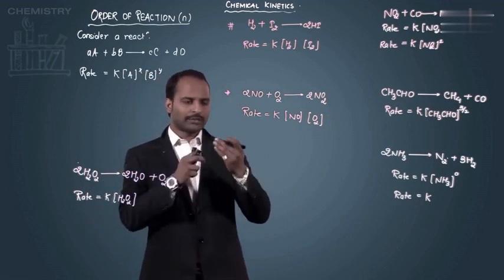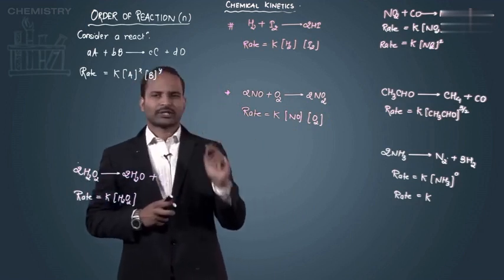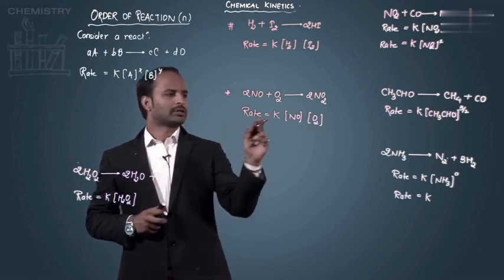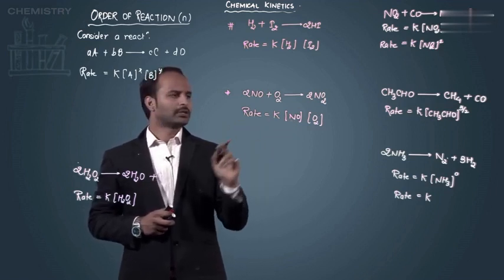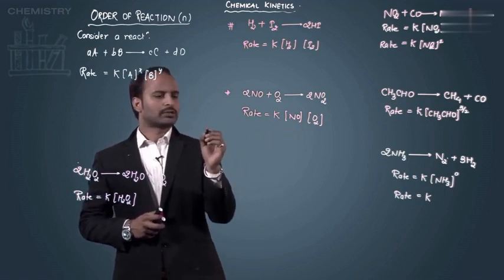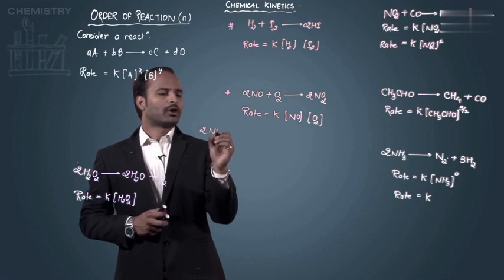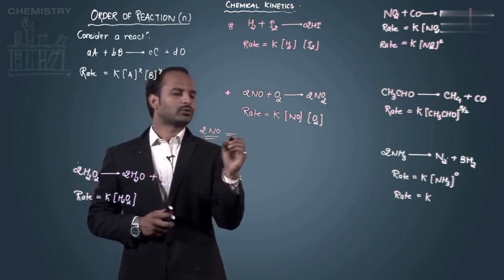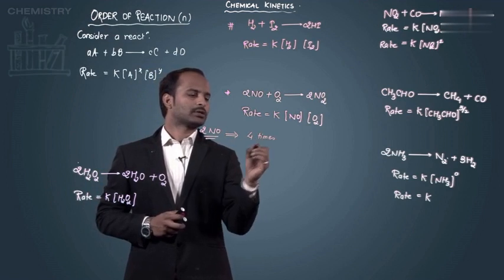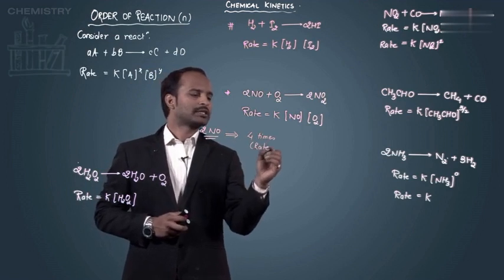What we do is the same thing. During the reaction, first I will perform the experiment and calculate the rate of reaction, then I will double the concentration of either NO or O2, anyone. Suppose I double the concentration of NO. On doubling the concentration of NO, I come to know that the rate of reaction increases by 4 times. This is the rate, increasing by how many times? 4 times.